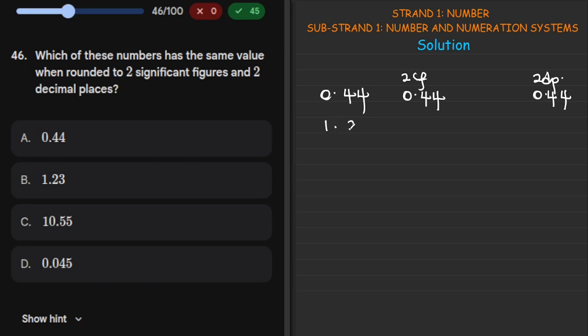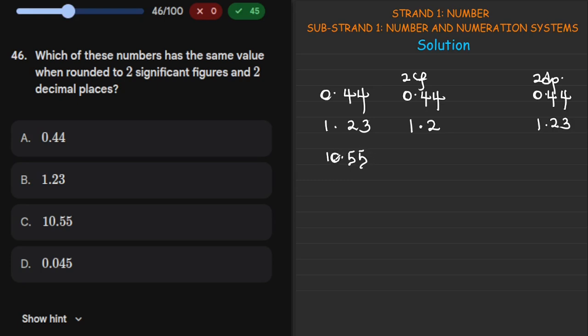Our next one is 1.23. If you are to round this to 2 significant figures, remember these are all non-zero digits and they are all significant. So we will need to end right here, and our decider here isn't even going to help. So we have 1.2. This is to 2 significant figures. But for the decimal place, it remains as it is, that is 1.23.